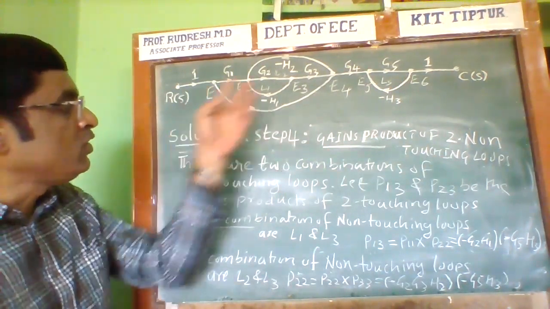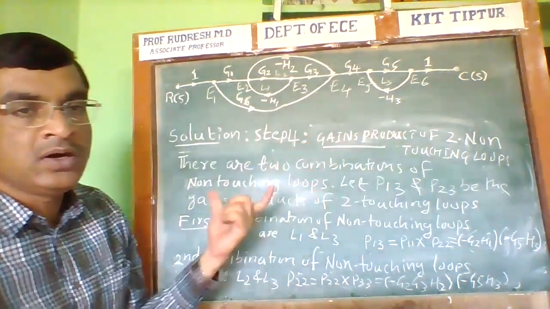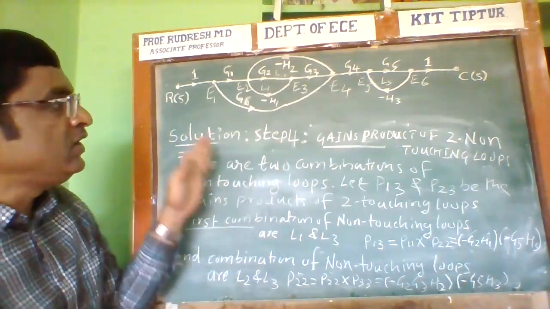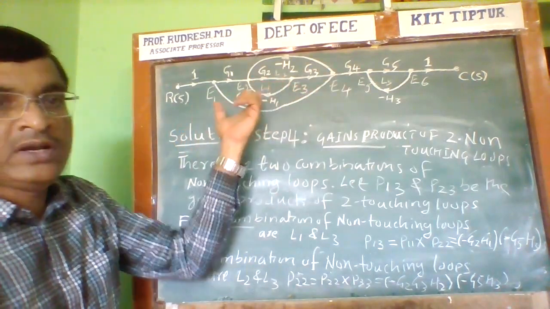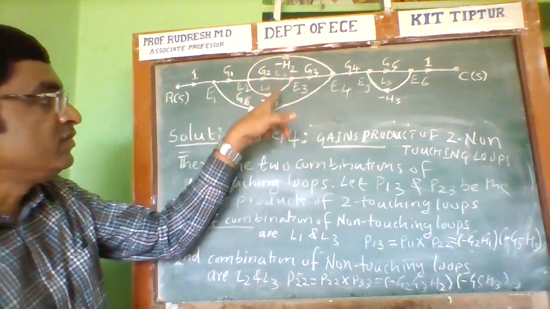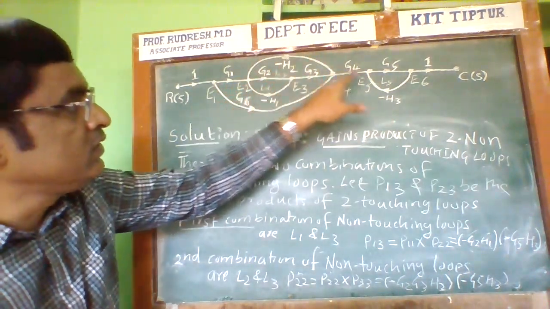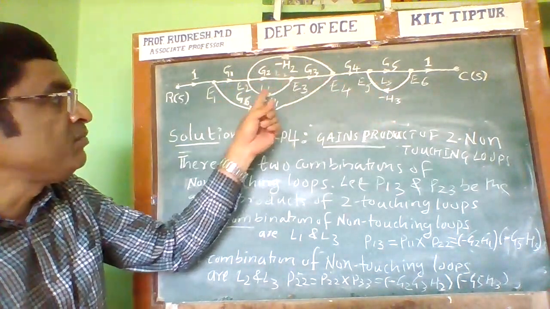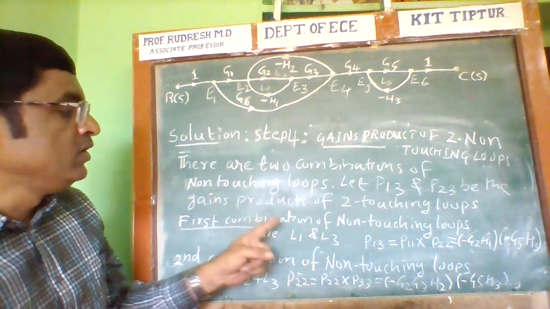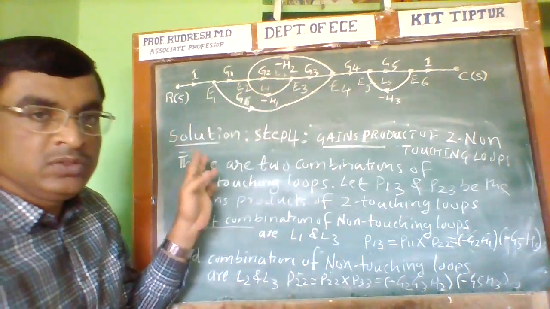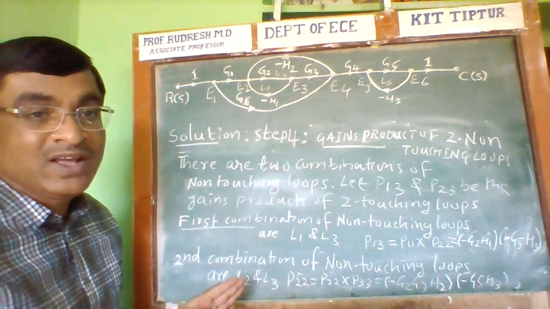Here there are two combinations. We need to calculate the gain products of the two non-touching loops, so we need to identify how many non-touching loop combinations there are. The first combination of non-touching loops is L1 and L2. Loops are said to be non-touching if they do not contain a common node.